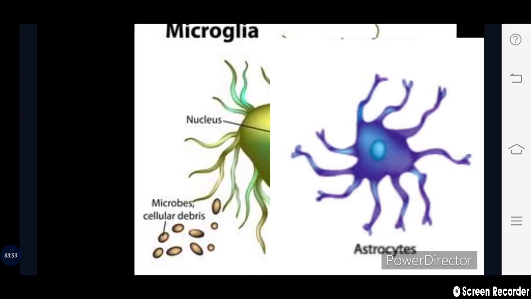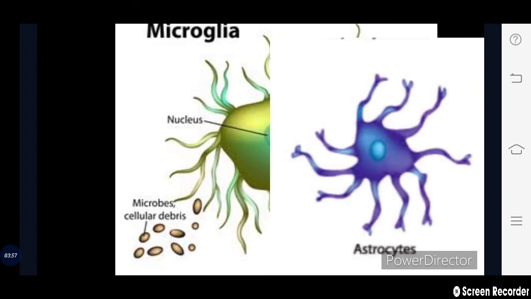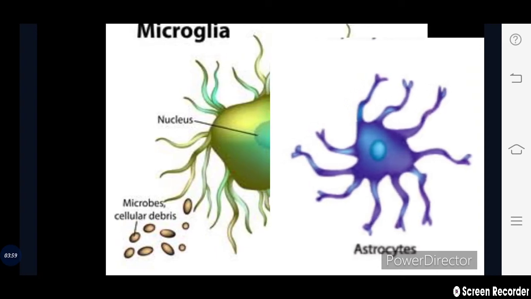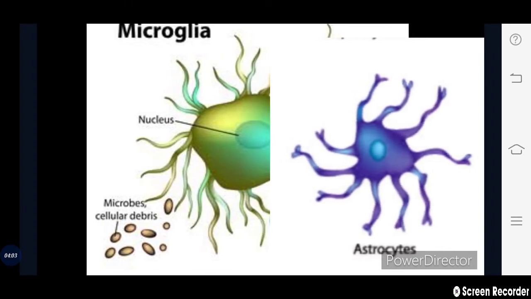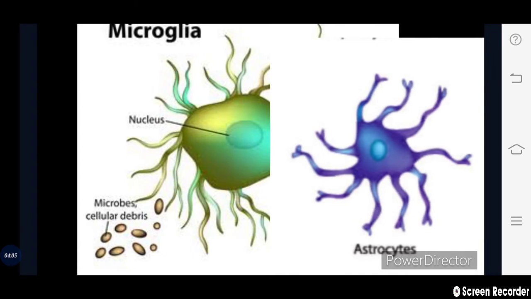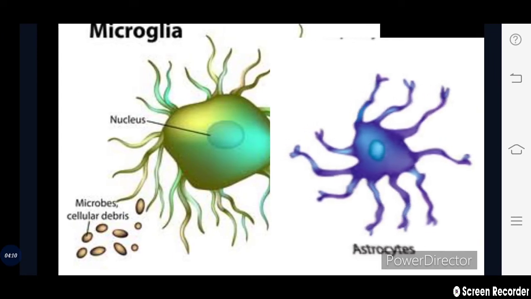Secondly, they are also functional in the maintenance of the blood-brain barrier, that is BBB, and regulation of impulse conduction. That means they are functional to regulate the conduction of the impulse.